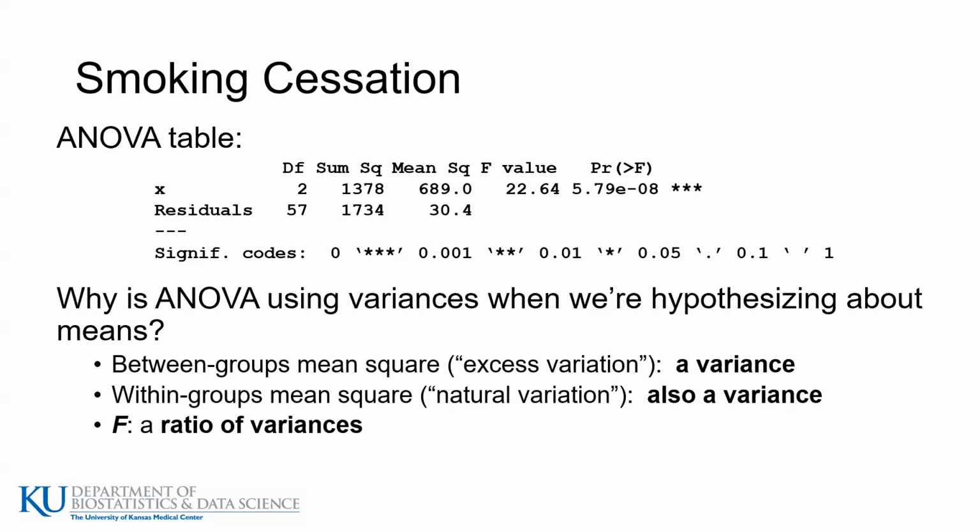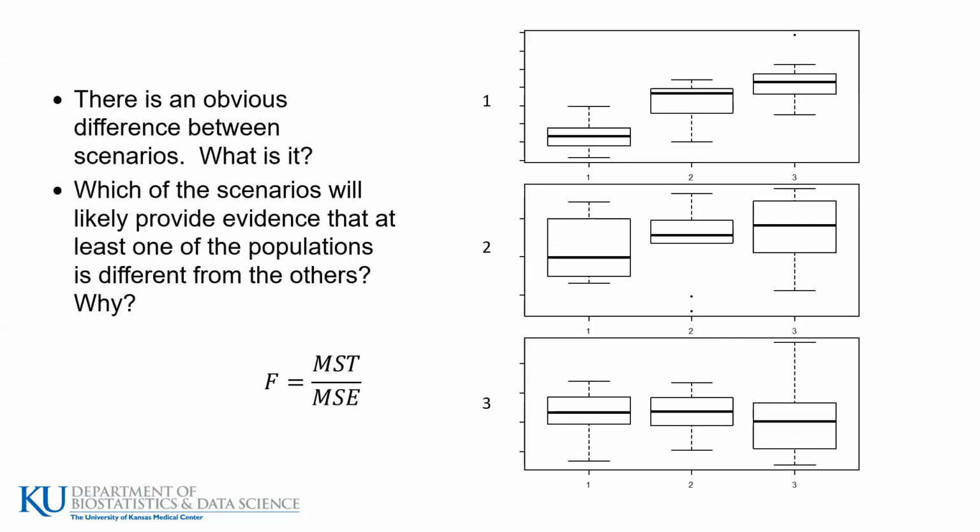And then we're looking at also the within group mean squared error, which is the natural variation or the natural average that the subject responses deviate from the within group mean. So let's take a look at 3 different scenarios and talk about what these may tell us. The observed difference between them is how the group medians and spreads differ.